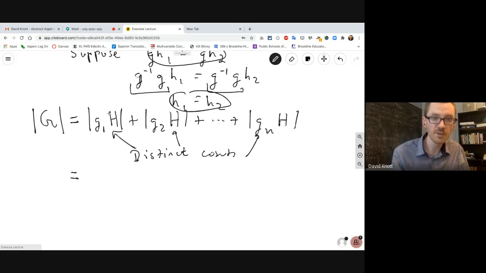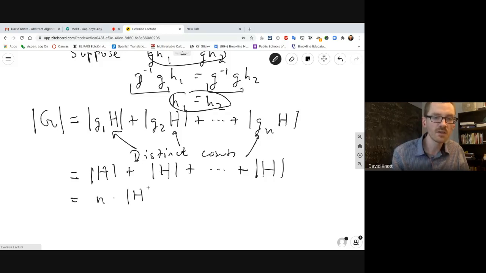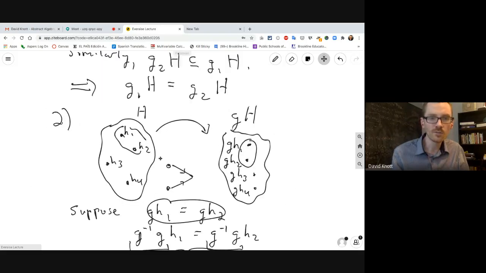So I can replace every instance of the number of elements in the coset with just the number of elements in H, plus the number of elements in H, plus all the way up to the number of elements in H. And that, of course, is going to be N times the number of elements in H. So we can see that the order of G is equal to N times the number of elements of H for some integer N. And that proves that the order of H divides the order of G. Okay, so that is Lagrange's theorem. Really wonderful theorem.